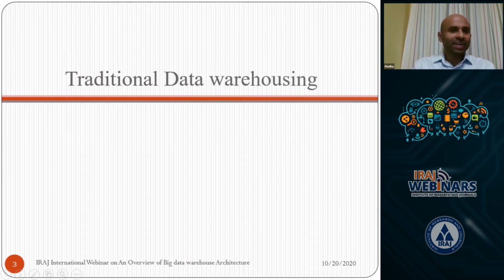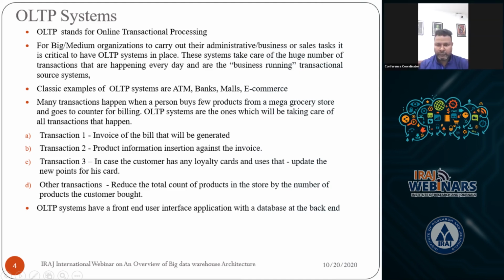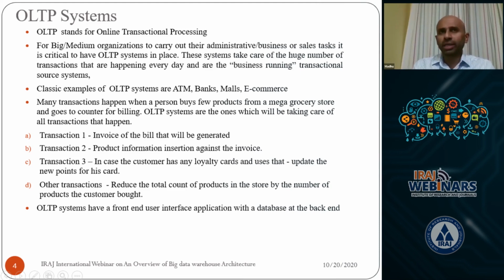Starting with traditional data warehousing. Before going into traditional data warehousing, first we need to understand what OLTP systems are. OLTP basically stands for Online Transactional Processing. Online Transactional Processing systems are examples like a bank, a mall, or an e-commerce business. Such businesses require systems to handle their daily transactional processing. To take an example, let's say a person goes into a store to buy a few products, a mega grocery store.